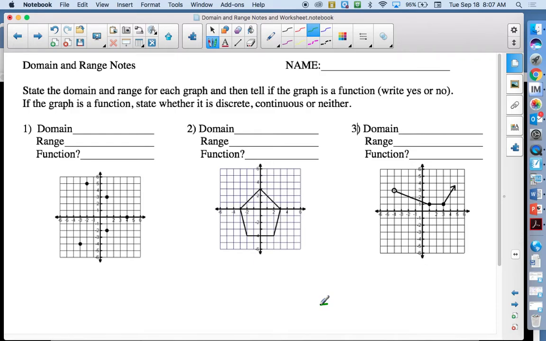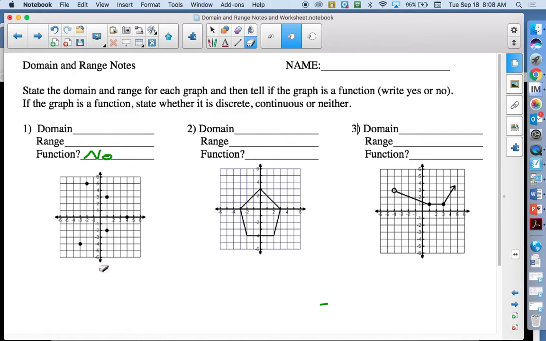Maggie, why not? Because there's 2 points. Yeah, so right here, if you look at drawing a vertical line, there are 2 points that would lie on that vertical line. So 2 points on a vertical line means it's not a function. If this were a function, it would be discrete because it's just a set of points. But it's not a function, so if it's not a function, it doesn't get to be discrete or continuous.